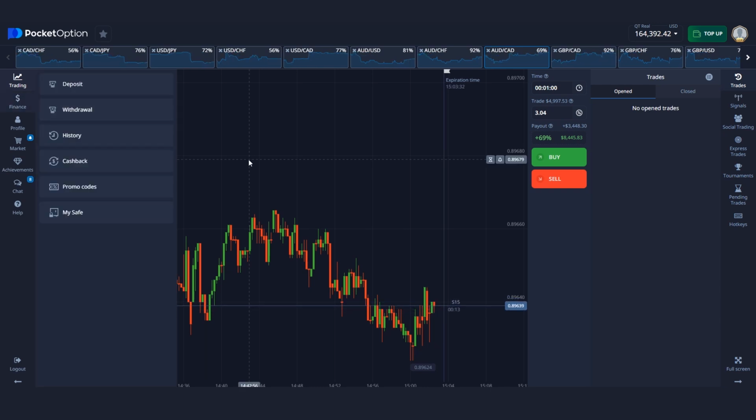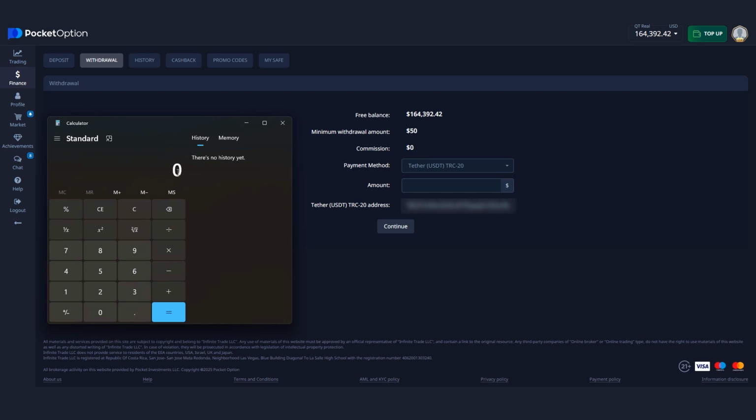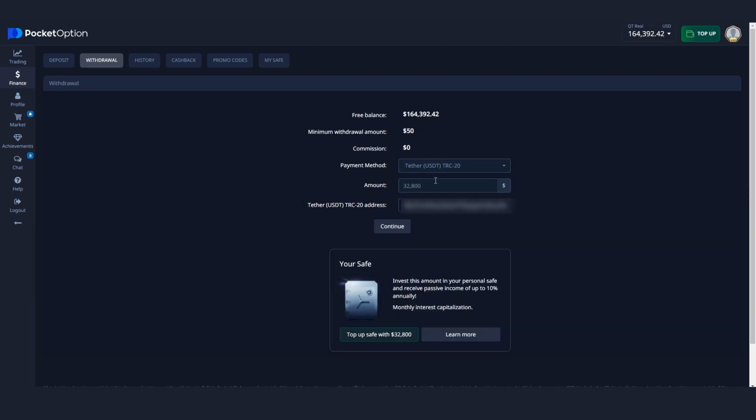Let's withdraw 30% of my deposit. So let's calculate how much 20% of my deposit is. $164,000. I need to multiply by 20% of my deposit. And as you can see, it's $32,800. I will withdraw this amount, and this is the amount that will not interfere with or affect my working deposit in any way. I will continue to trade calmly from $32,000. This is just a nice bonus.